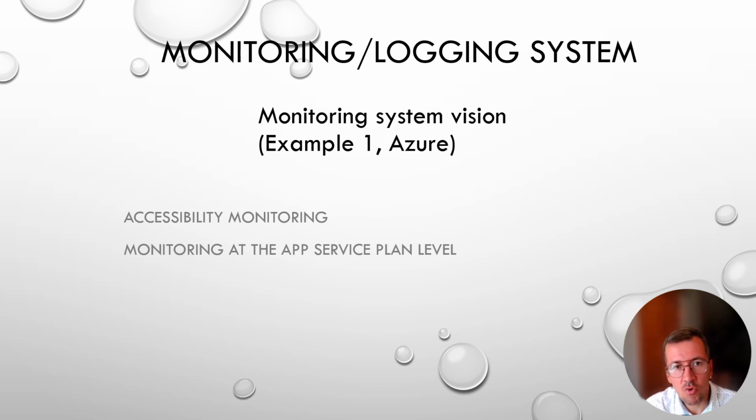Second one is monitoring at the app service plan level. For sure, it's more complex. Here we have two main metrics showing the percentage of resource utilization: memory percentage and CPU percentage. Based on these two metrics, we can make decisions about manual or automatic scaling, horizontal scaling or vertical scaling. I mean, increasing available computing power.